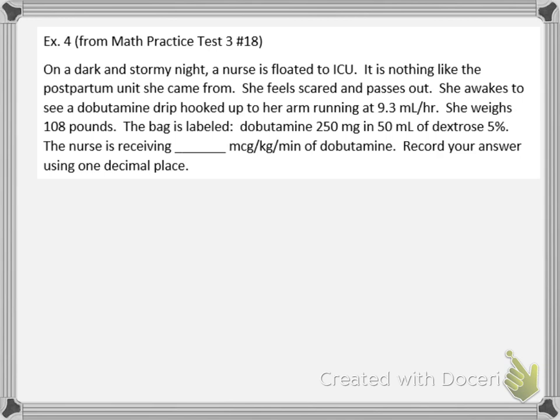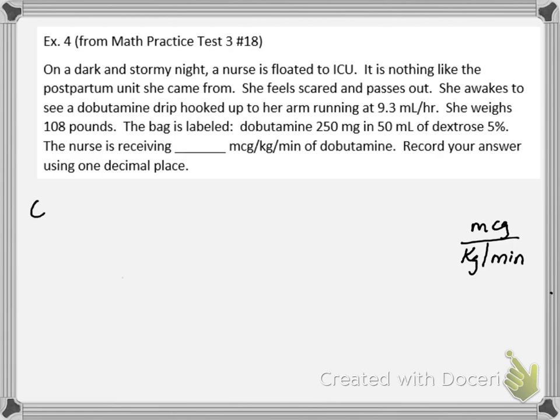She awakens to see a dobutamine drip hooked up to her arm running at 9.3 mL per hour. She weighs 108 pounds. The bag is labeled dobutamine, 250 mg in 50 mL of dextrose 5%. The nurse is receiving blank mcgs per kg per minute of dobutamine. Record your answer using 1 decimal place. Okay, so again, we're solving for mcgs per kg per minute.